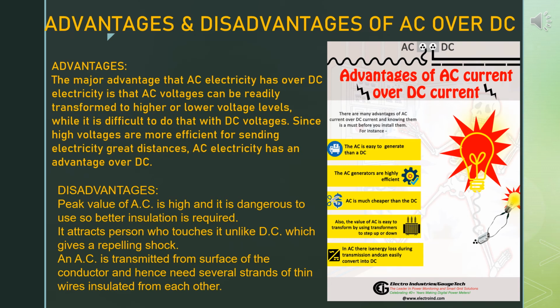Now see the diagram, advantages of AC current over DC current. Here are some points. First, AC is easier to generate than DC. Next, AC generators are highly efficient. Third, AC is much cheaper than DC. Fourth, the value of AC is easy to transform by using transformers to step up or down. And the last one, in AC, there is less energy loss during transmission and it can easily be converted into DC.